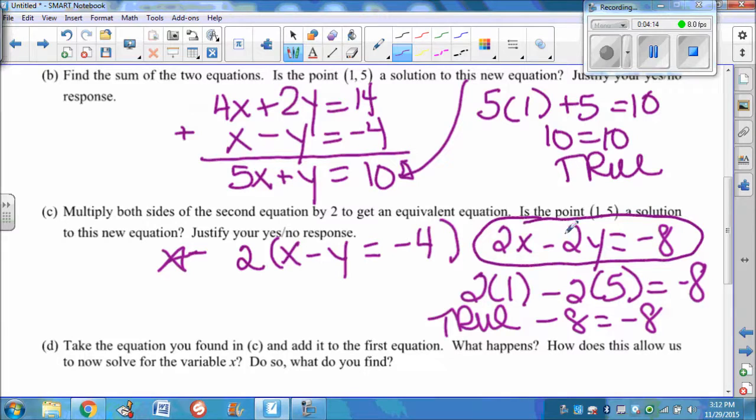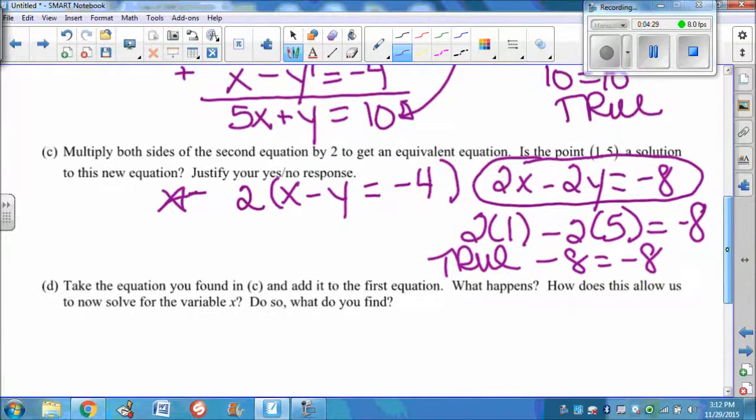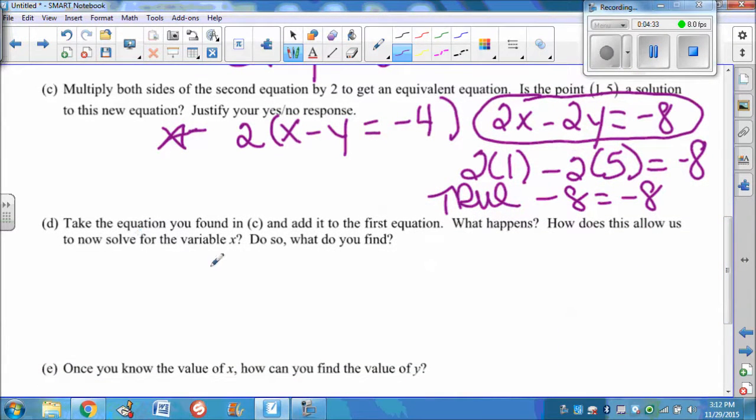Okay, so what have we done so far? We've added 2 equations together. We've multiplied an equation by a constant. And (1, 5) still works. Now it says, take the equation you found in C and add it to the first equation. The equation that we just came up with in C is this, and then we add it to the first equation.